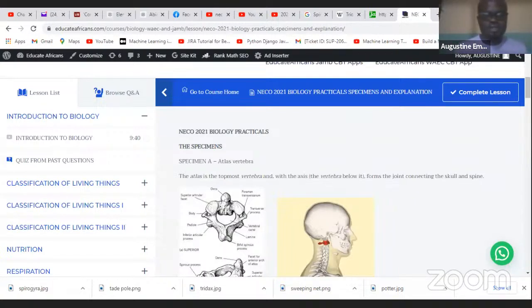Now we've taken our time to study the statements and identify the specimens given. So we'll take a detailed study of them in preparation for our biology practicals after summer.